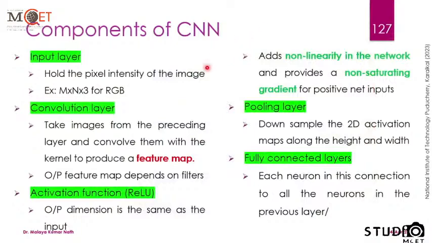Here are the different layers, the components of a convolutional neural network. The first layer is called the input layer. Then we perform the convolution. Then we use some ReLU activation function. Then we use some pooling layer and fully connected layer. Why are these layers there? It has specific meaning. Why are we using these layers, or what is the necessity of these layers?